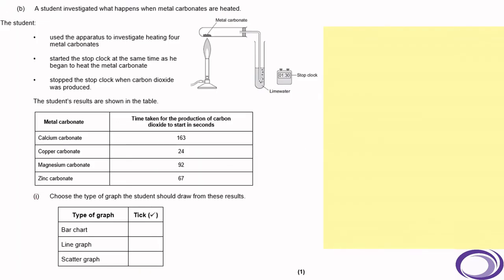The next one. So, a student investigated what happens when metal carbonates are heated. The student used the apparatus to investigate heating for metal carbonates, started the stop clock at the same time as he began to heat the metal carbonate, stopped the stop clock when carbon dioxide was produced. The student's results are shown in the table. So we've got the metal carbonate and the time taken for the production of carbon dioxide to start. First question on this, which type of graph would the student draw from those results?